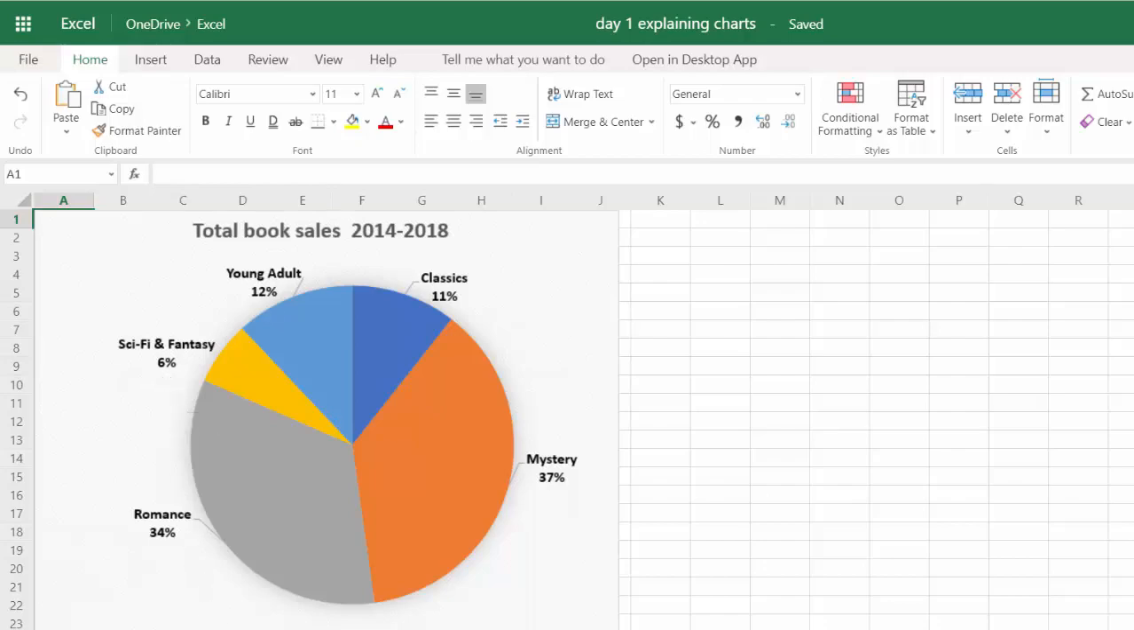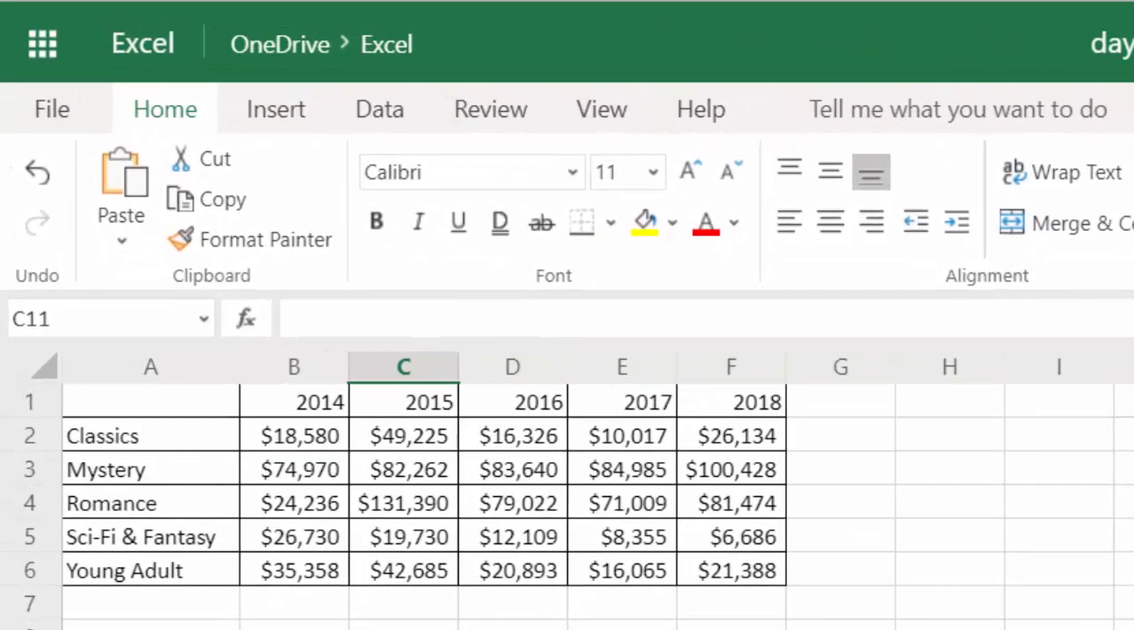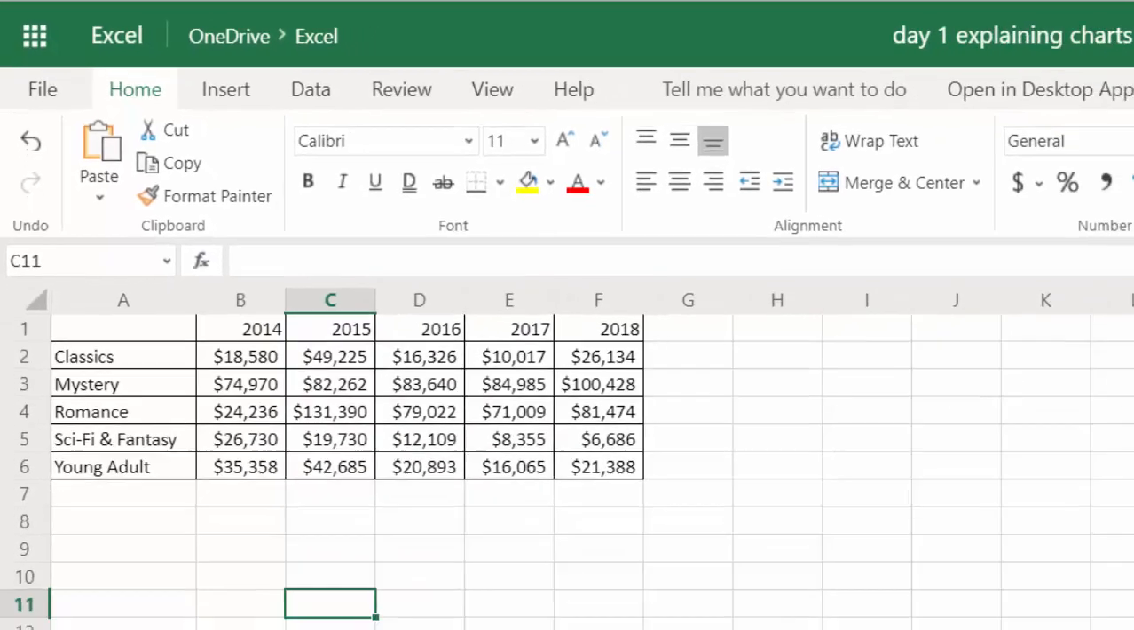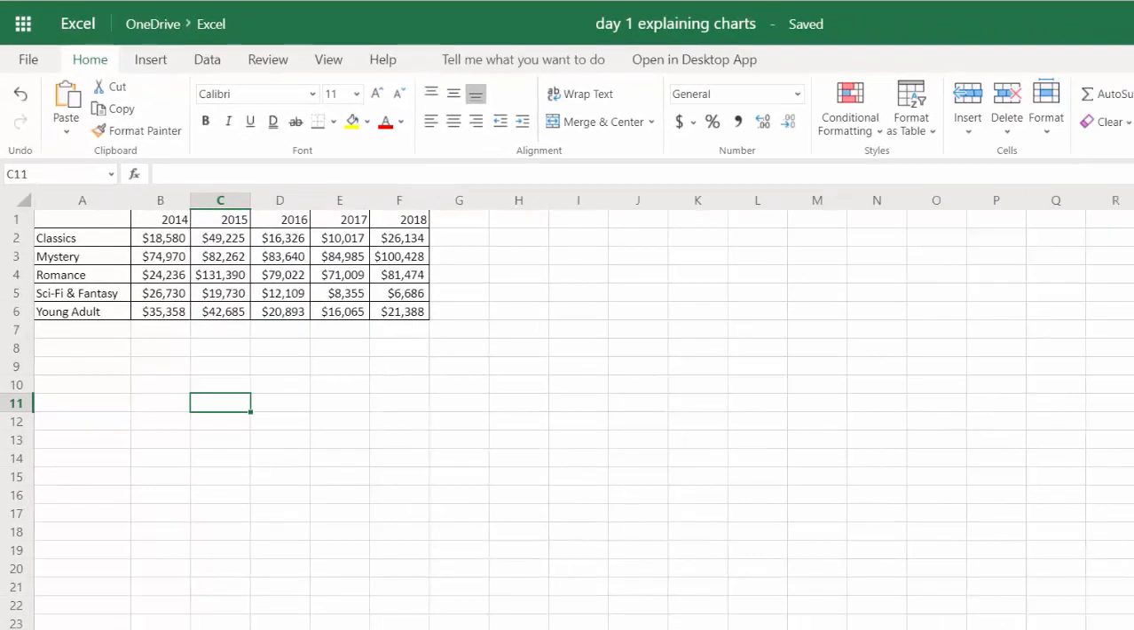Okay, one more question. The bookstore spent a lot of money on advertising in 2015. Can you tell me if the sales went up in 2015? Well, you can if you look at all of the numbers carefully. But an easier way to look at how something changes over time is to look at a line chart.